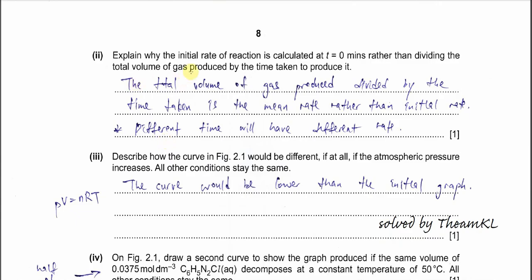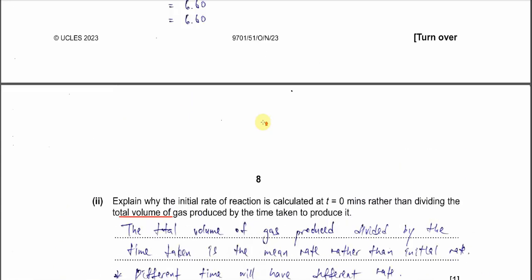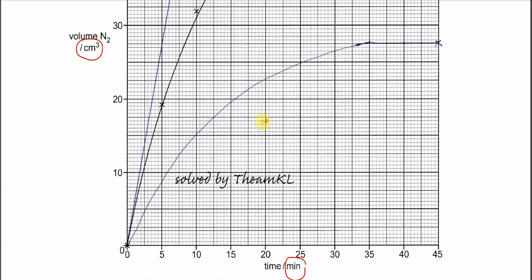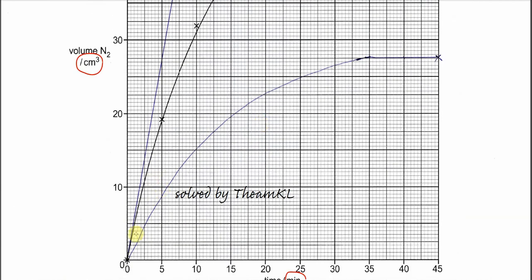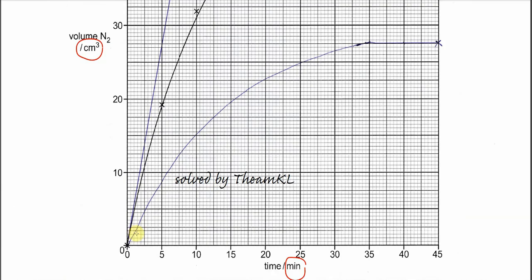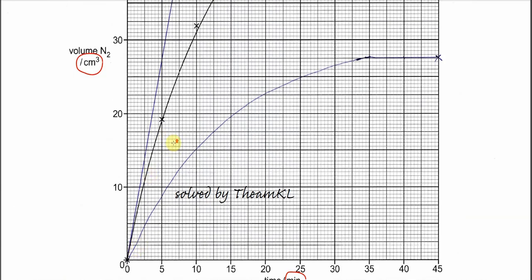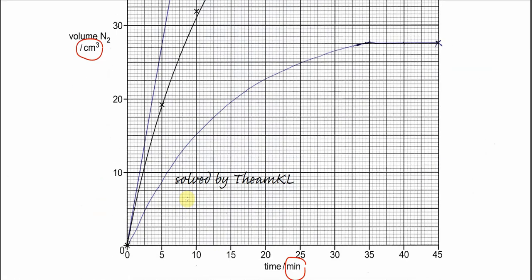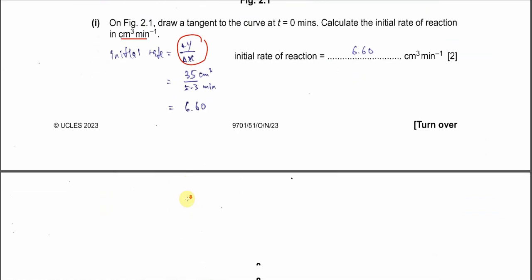Part 2. Explain why the initial rate of reaction is calculated at t equal to 0 rather than dividing the total volume of gas produced by the total time taken. This is not good, because as you can see from this graph, at different times it has a different rate, meaning at different points the gradient is different. All these gradients are different, so there are going to be different rates of reaction at different times. Therefore it's not good to get the initial rate using the average value.